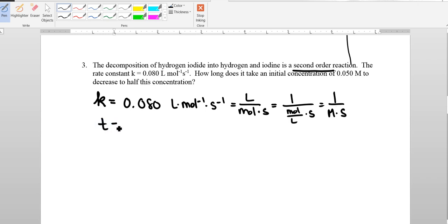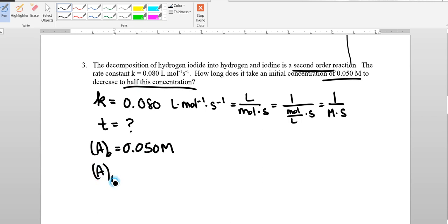That's the value of k. How long does it take? So we're solving for time again. For an initial concentration, my initial molarity is 0.05. How long does it take for it to decrease to half this concentration? So my final molarity is going to be 1/2 of 0.05, which is 0.025. And again, I want to ask myself, what should I use? Should I use my rate law or my integrated rate law? The key thing here is if we're being asked for time, or if we're given time data, we're going to need to use the integrated rate law.